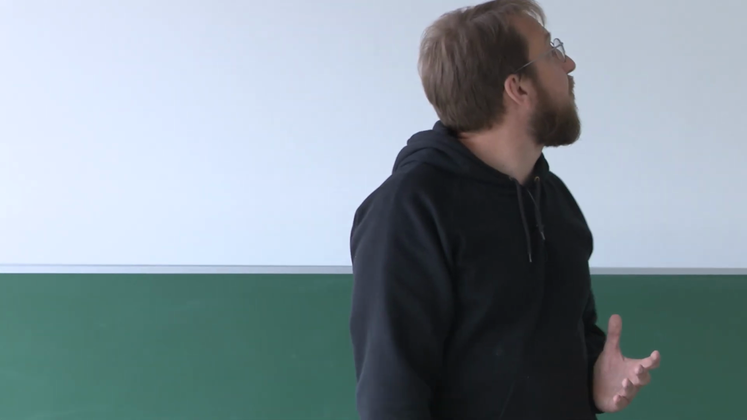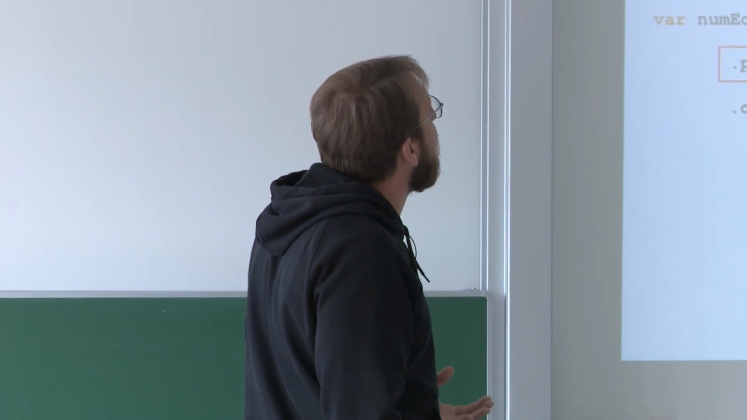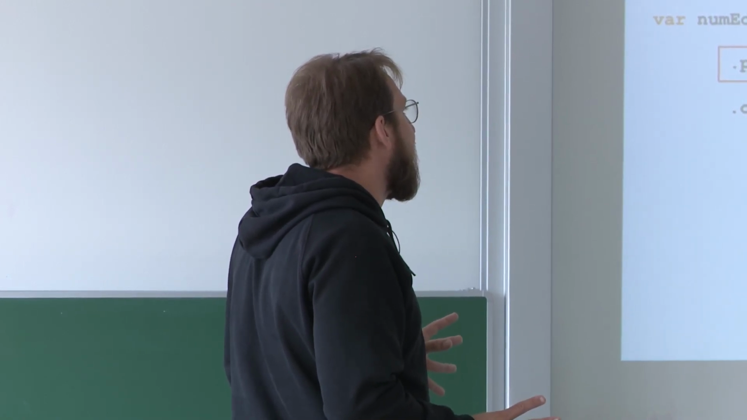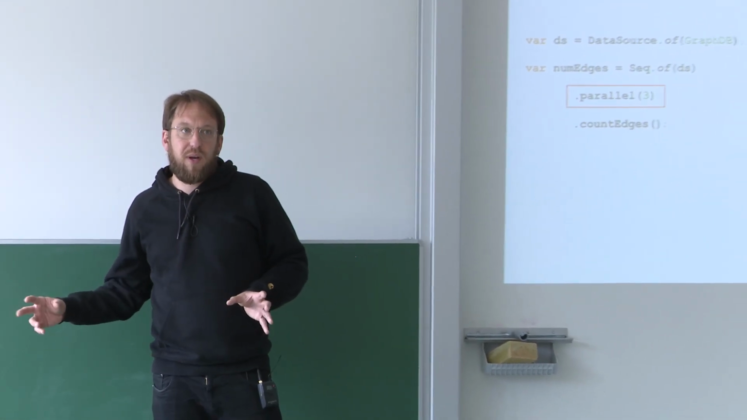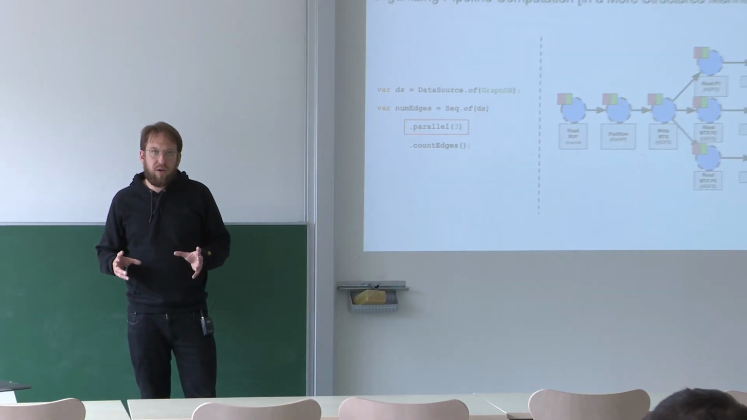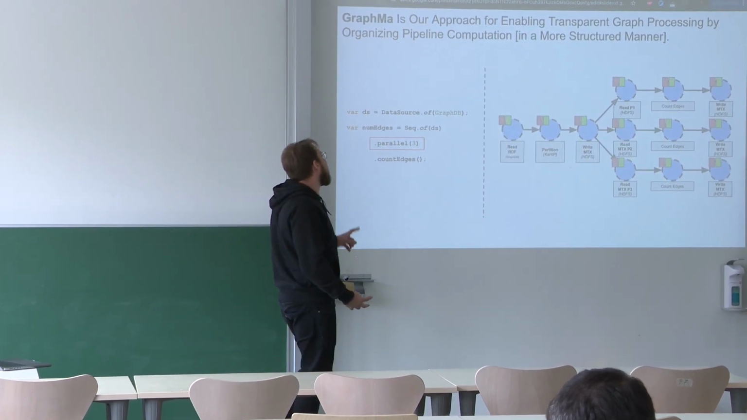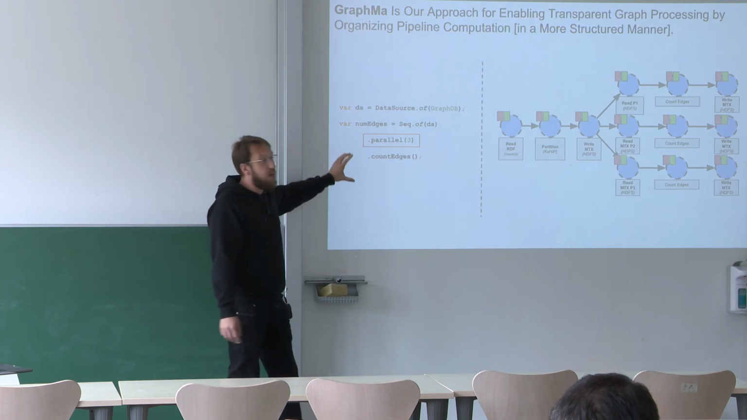So Graphma is our approach for enabling transparent graph processing by organizing pipeline computations in a more structured manner. So we want to build graph processing pipelines, and it's only working locally so far. But in the context of the Graph Massivizer project, this is actually what we would like to achieve, right? So in a perfect world, it would be like this.